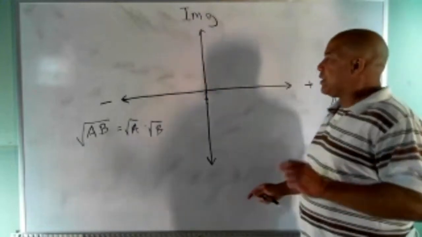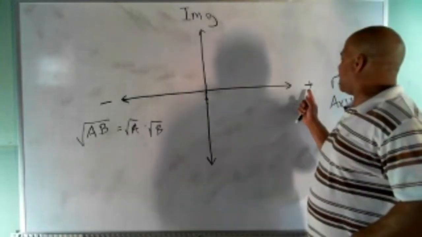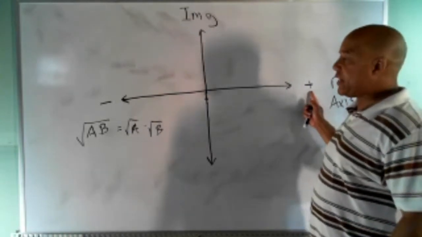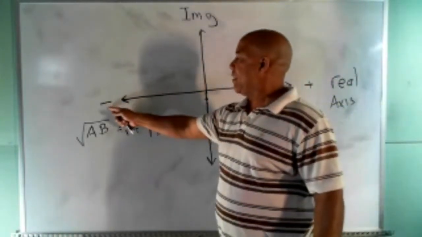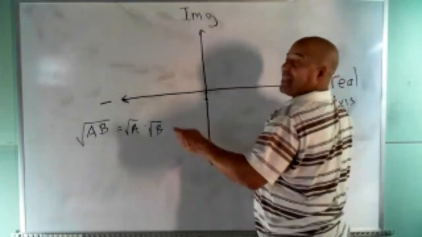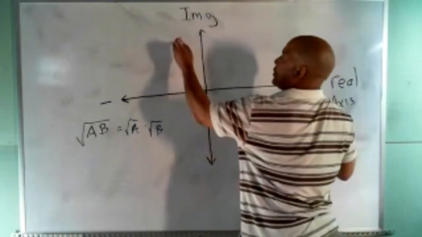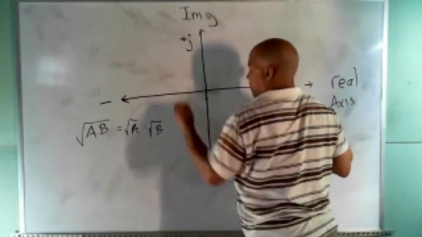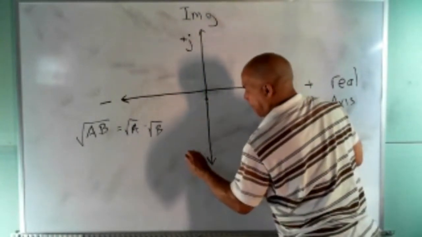Well, just like I have a positive operator that represents 0 degrees, and a negative operator here that represents 180, on this imaginary axis, we use not the I, because I is for current, we're going to use the J operator. So this is a plus J, and this is a minus J.